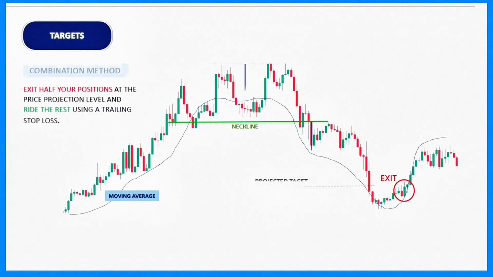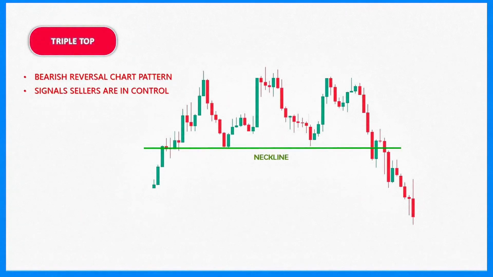3. Combination method. Take partial profits at the price projection target and let the rest of the position run using a trailing stop loss. This way, you lock in some profits while keeping the potential to catch a longer trend move. But remember, no pattern, strategy, or technique works all the time.